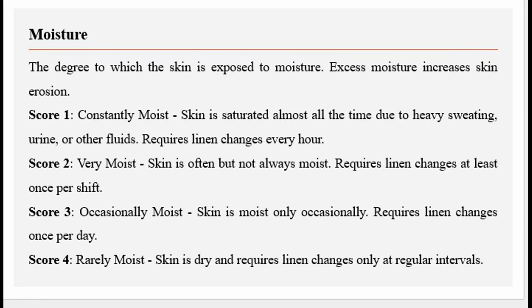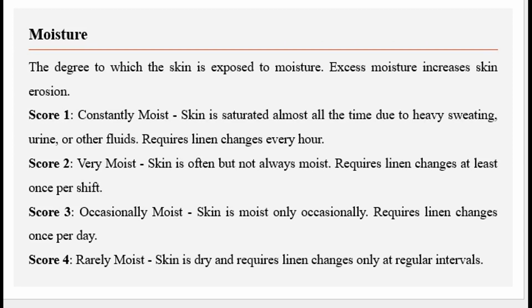The next component is moisture. In this, the skin is exposed to moisture. Excessive moisture can increase skin erosion. How does the patient get moisture on the body? Because of a wet surface, maybe because of IV fluids, or maybe urine passed in the bed. These things can also cause excessive sweating. All of these can cause excessive moisture for the patient. Let us see one by one. Here too we give a score of 1 to 4.